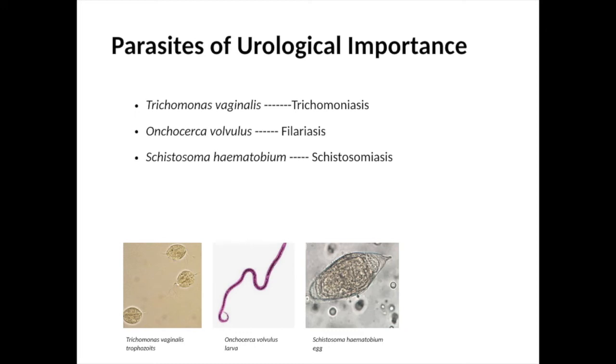Parasites of urogenital importance. Actually, we're talking about Trichomonas vaginalis, Onchocerca volvulus that causes onchocerciasis, and Schistosoma haematobium, which causes schistosomiasis. In wet smears, we can see motile trophozoites of Trichomonas vaginalis. We can see the larvae of Onchocerca volvulus, while in Schistosoma haematobium, we can see the eggs.